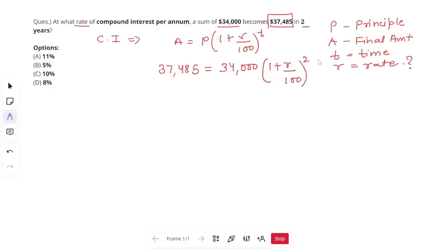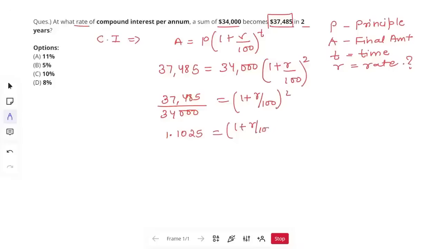Now our work is to simplify this equation and find the value of R. Let's see how we can do that. 37,485. I will bring this 34,000 down here. And then we are left with (1 plus R by 100) squared. When you divide perfectly on this side, you will get the value in decimal, which is going to be 1.1025, and then we will have the same thing here, which is (1 plus R by 100) squared.